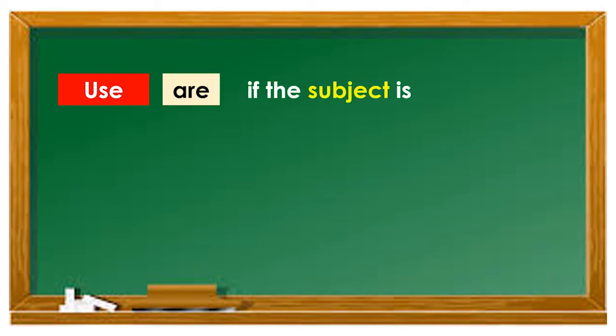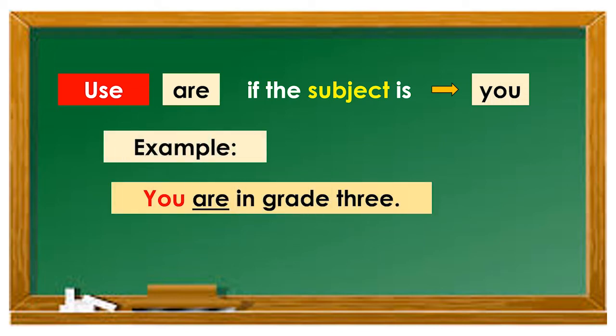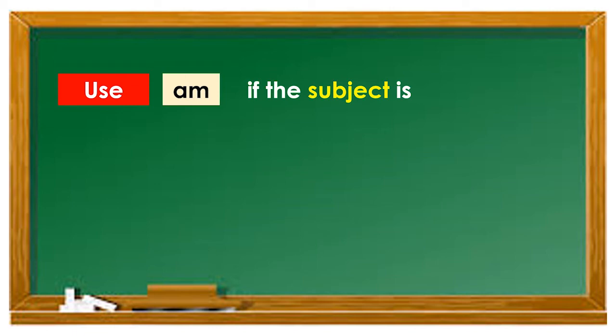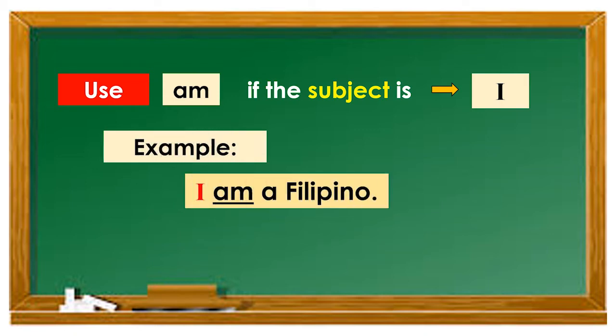Moreover, use the be verb are if the subject is you. Example, you are in grade 3. Use the be verb am if the subject is I. Example, I am a Filipino. Say it again. I am a Filipino.